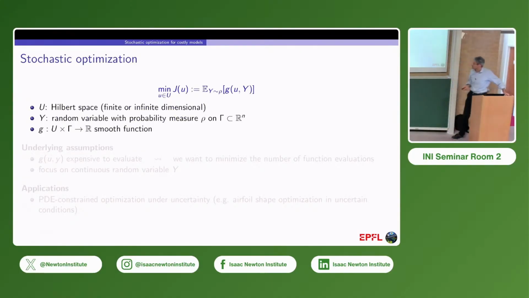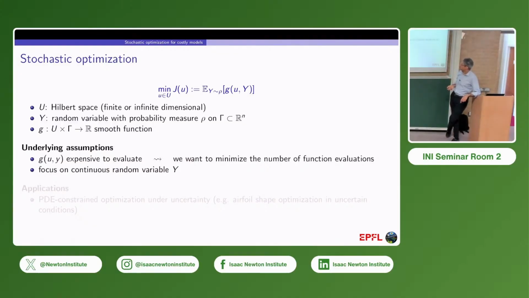So stochastic optimization: we want to minimize the expected value of some function. Here u is the design parameter and y is some random variable. The minimizer is in some Hilbert space, which could be finite or infinite dimensional. And y, as I said, I will focus on the case where y is a continuous random variable with a given probability density function rho. And I assume that this function g is smooth. So it's a relatively nice optimization problem, but the difficulty comes from the expectation that we have to compute or approximate somehow at every iteration of the gradient method.